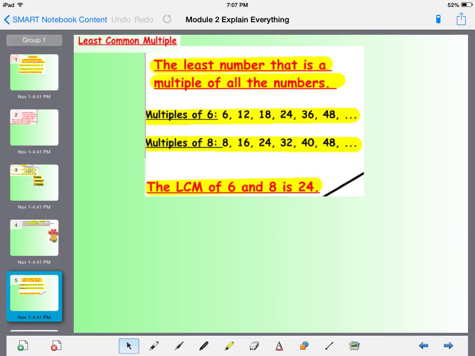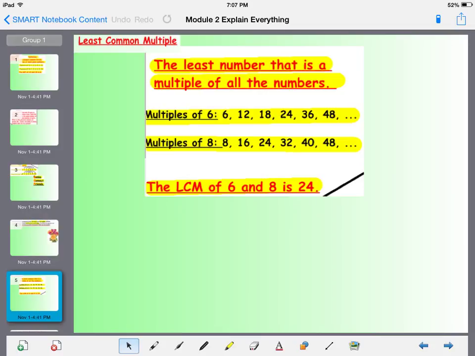So here we go. Let's think about the LCM of 6 and 8. Multiples of 6. So now we're not thinking factors. We're not thinking those little numbers that combine together to give me a product. Now we're thinking multiples, how we get bigger. So 6 times 1, 6. 6 times 2, 12. 6 times 3, 18. 6 times 4, 24, and so on. So what we're doing with multiples of 6 is we are just getting bigger. So multiply it times 1, 2, 3, etc. So multiples of 6: 6, 12, 18, 24, 36, 48. Multiples of 8 are 8, 16, 24, 32, 40, and 48.